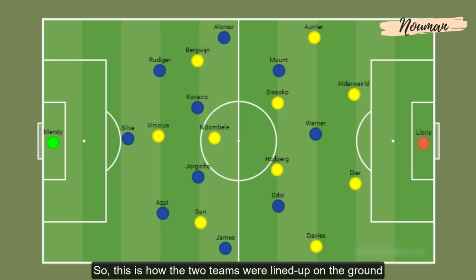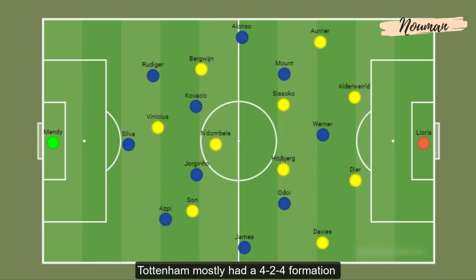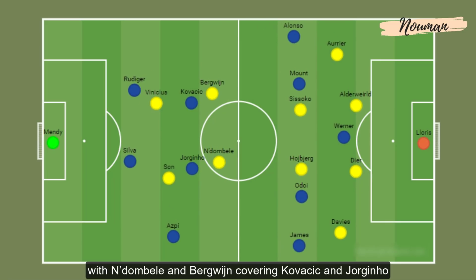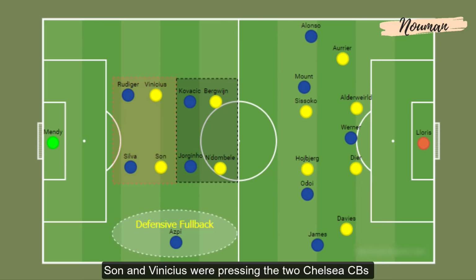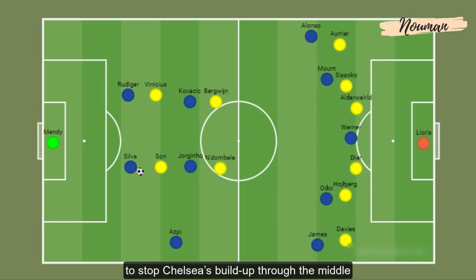So this is how the two teams were lined up on the ground whenever Chelsea tried to build their play from the back. Without possession, Tottenham mostly had a 4-4 formation with Ndombele and Bergwijn covering Kovacic and Jorginho. Son and Vinicius were pressing the two Chelsea centre-backs, who were mostly Rudiger and Thiago Silva. Azpilicueta was operating more like a defensive fullback, and Tottenham actually tried to create a strong central overload to stop Chelsea's build-up through the middle.